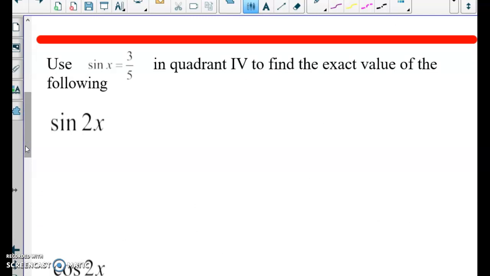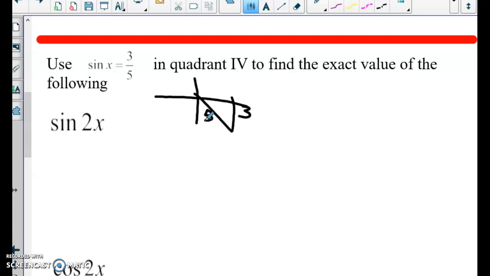If the sine is equal to 3/5 in quadrant 4, find the exact value of the following. So let me draw it. We know the opposite and the hypotenuse in the 4th quadrant. I'm confused. Well, let's just live with it.